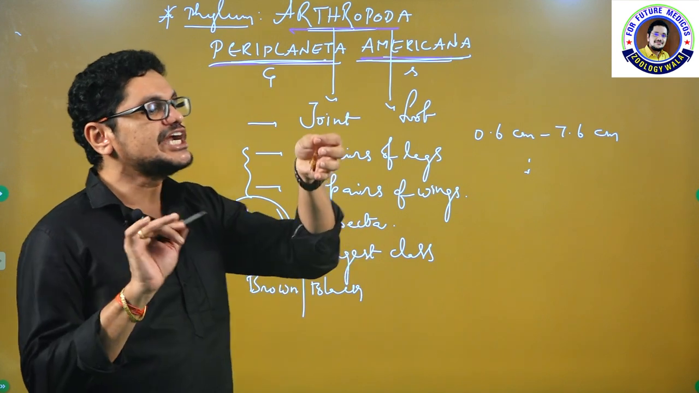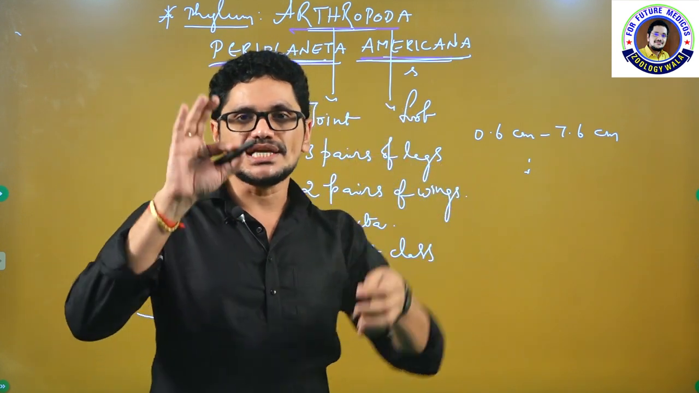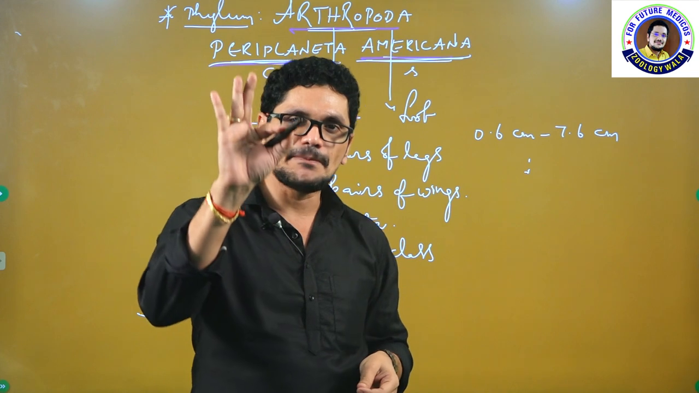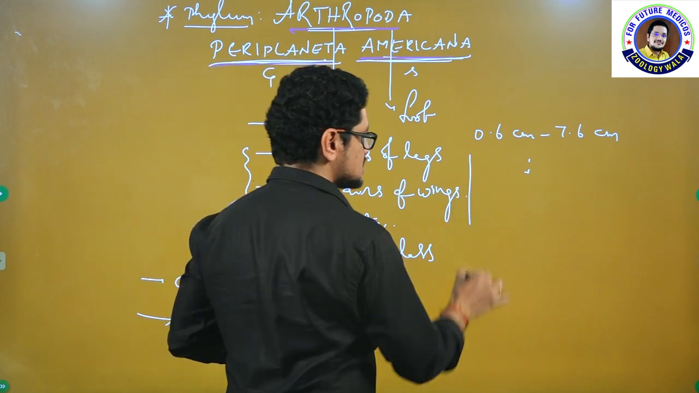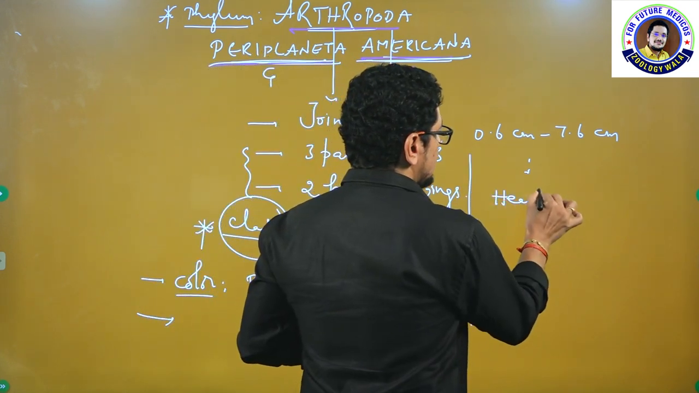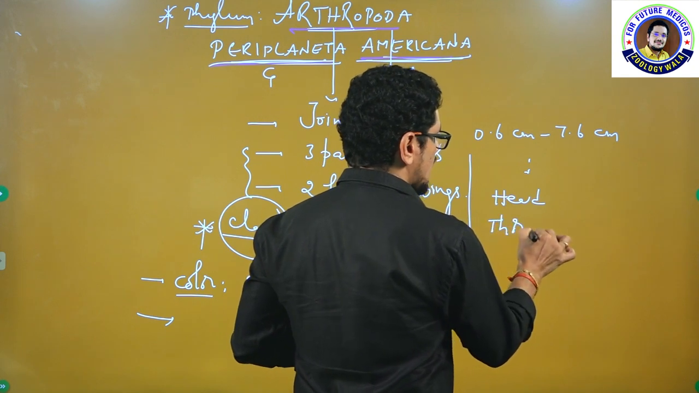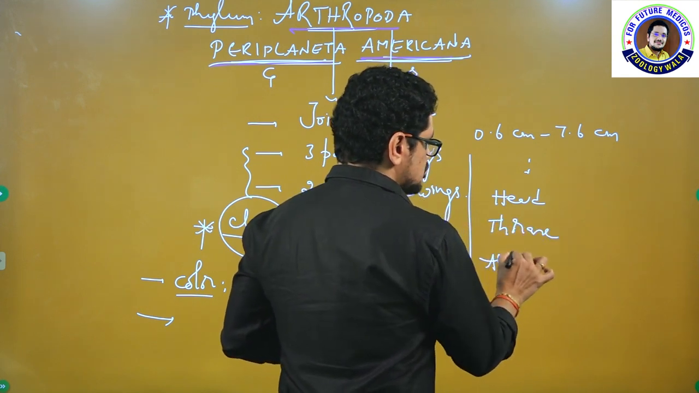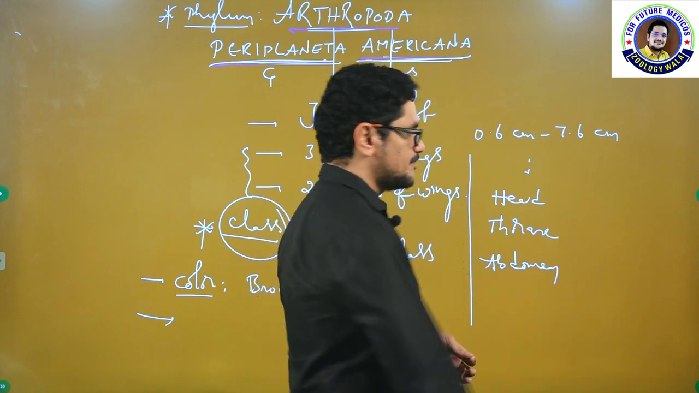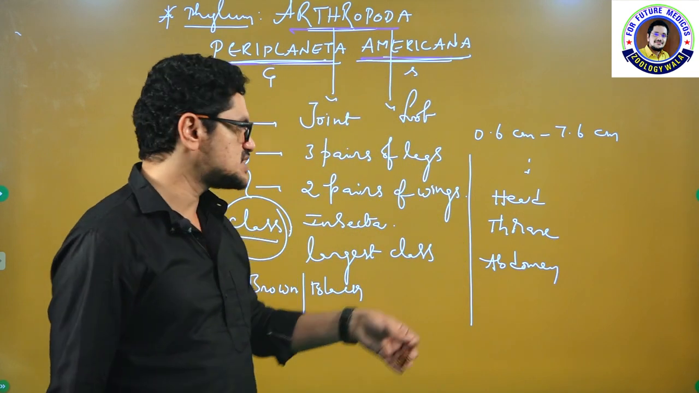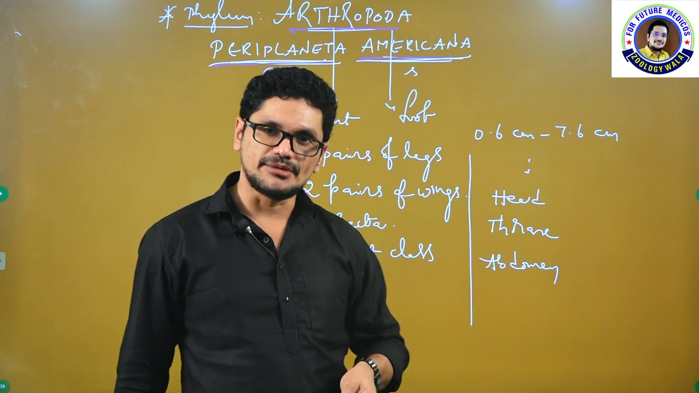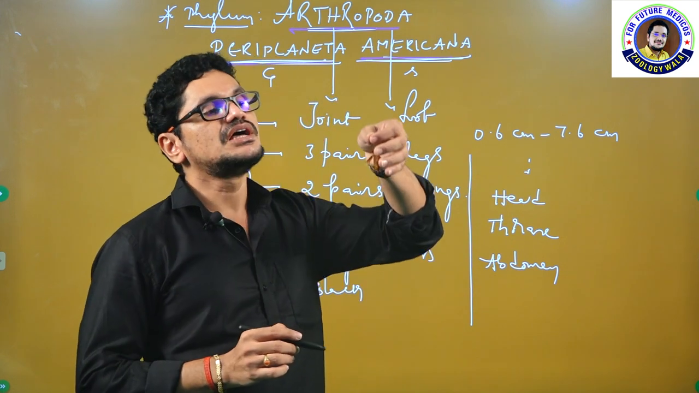Generally, if you observe the body divisions, the body is divided into three important parts. What are those three important parts? The body is divided into head, thorax, abdomen, A-B-D-O-M-E-N. The body is divided into three important parts like head, thorax and abdomen. These are the three important parts of the cockroach.